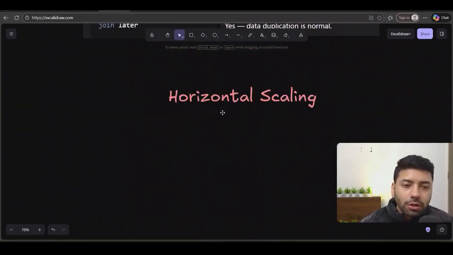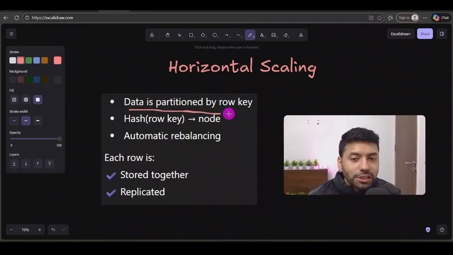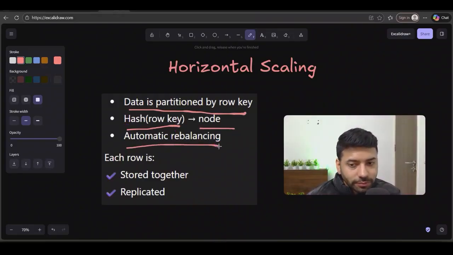Next, horizontal scaling in a wide column database is very similar to what we have discussed till now in NoSQL databases. Data is partitioned by row key. We discussed the row key, right? Then based on consistent hashing on the row key, we get the partition and then the node, and there is automatic rebalancing. So each row is stored together and replicated.